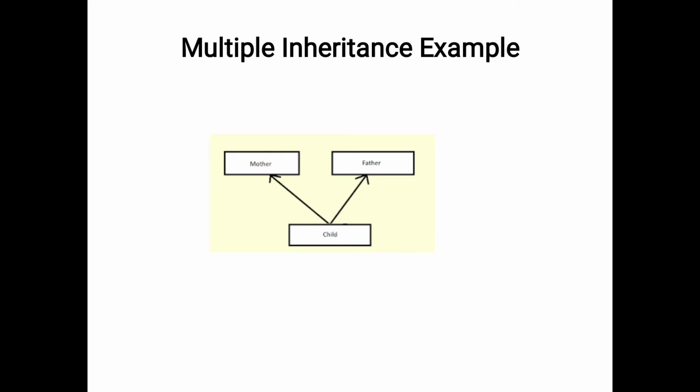Now we will move to another example. Here I will consider three classes: one is mother, another is father, and another is child. Here mother and father are the supertypes, and child is the subtype. So here the child can inherit the attributes from mother and father, no problem.